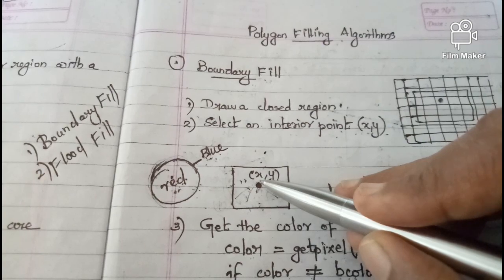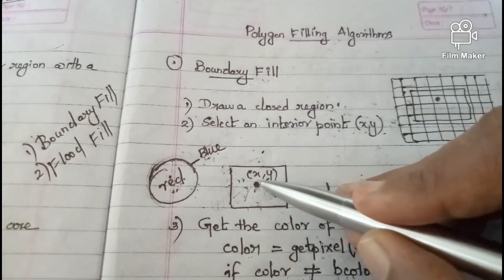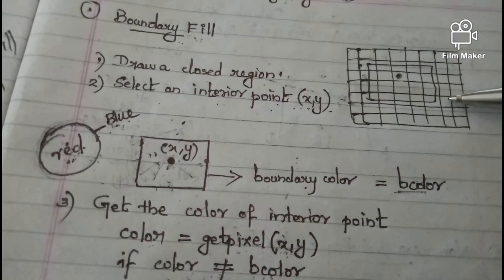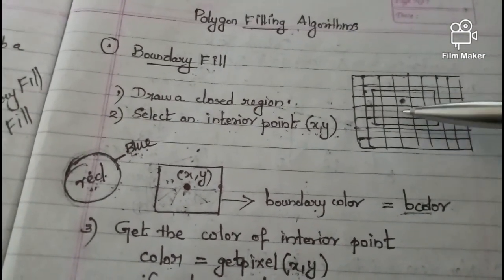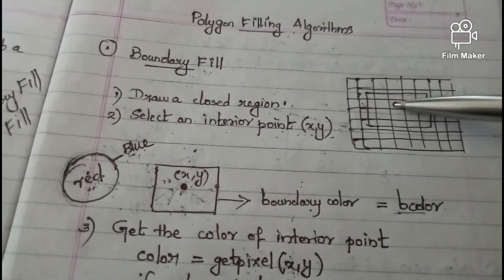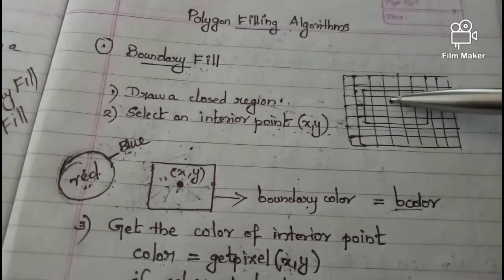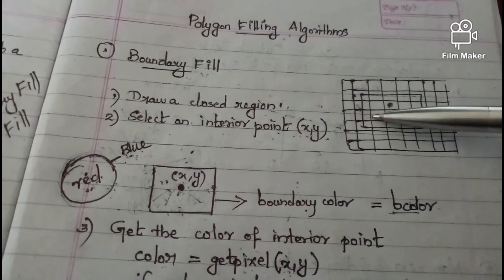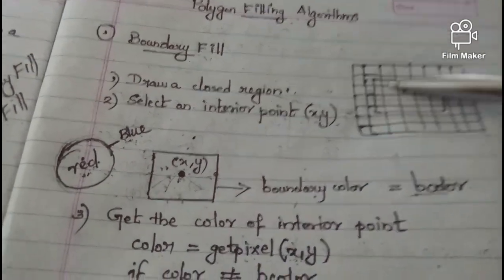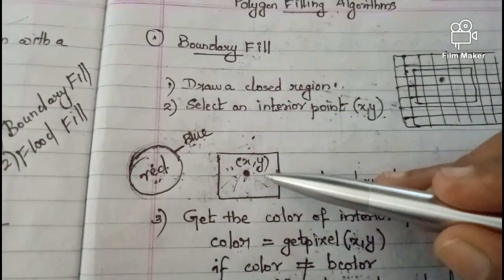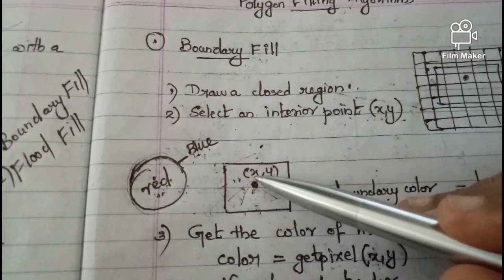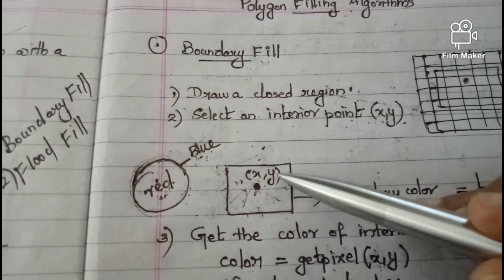Now, I have labeled it as x, y. Why have I labeled it as x, y? See, when the picture is drawn on a screen, this is how it looks like. Now you can select any point inside this closed region. Whichever point you select, that point will belong to a particular row and a particular column. So the interior point of this closed region has to be specified as x, y, which means this point belongs to a particular column x and the same point belongs to a particular row y.